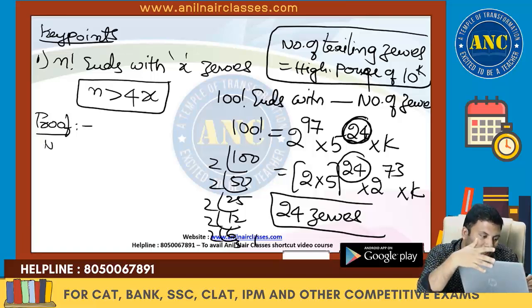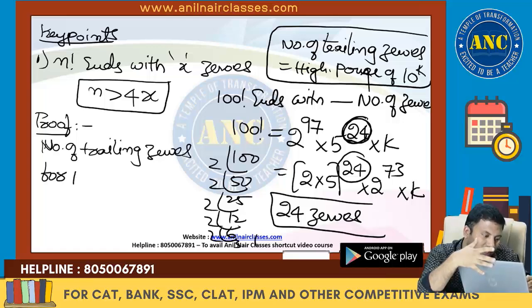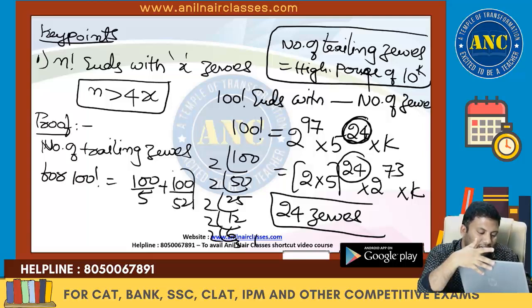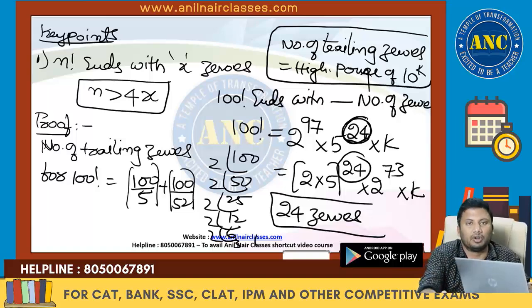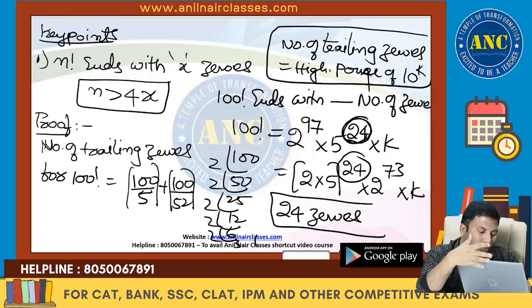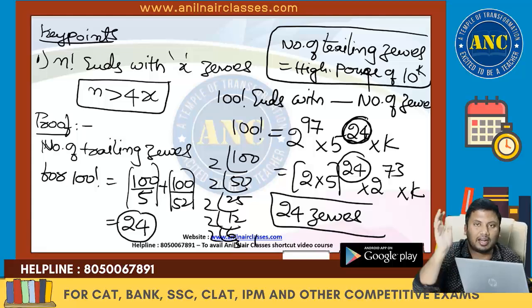So, number of trailing zeros for 100 factorial is, first I will divide 100 by 5. Then I will divide 100 by 25. If you get any decimals, ignore the decimals. What am I doing? 100 by 5, there are 20 multiples of 5. And any power of 25 is also a power of 5. So 20 plus 4 is 24. This is what we are doing for 100 factorial.